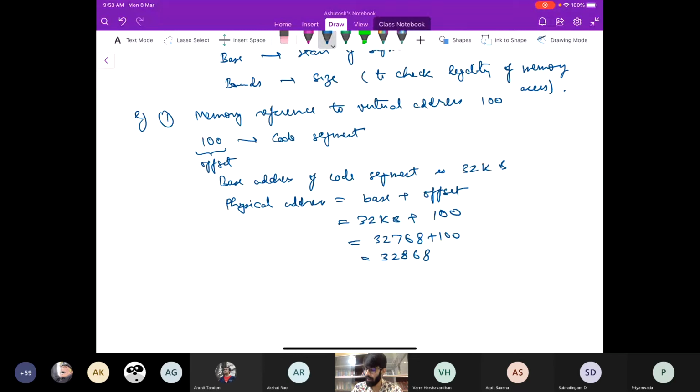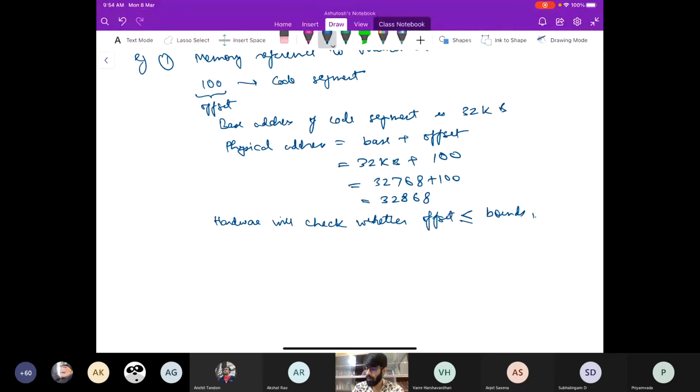Also, the hardware will check whether 100 is less than the bounds register. The offset is less than. So again, let me write offset here just to be clear. Bounds, and it is less than or equal to the bounds, so it will keep it legal, so the fetch will be performed.